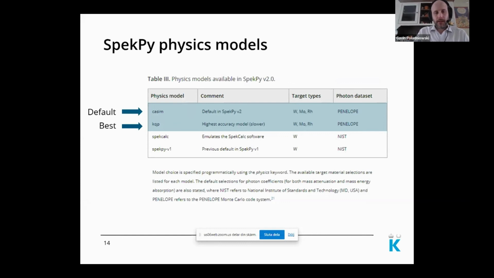If you want to calculate at lots of different positions in space for a beam, it can get slow with the KQP model. It's much faster with the KSIM model. However, you know, for each point that you want to estimate a spectrum at, it's still less than a second typically with the KQP model. But also, if you used SpecCalc in the past and you want to emulate it in SpecPy, you can do that.